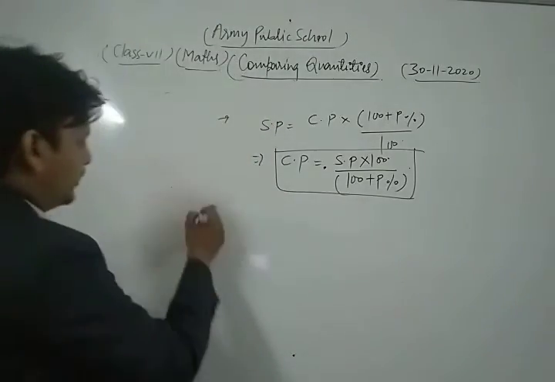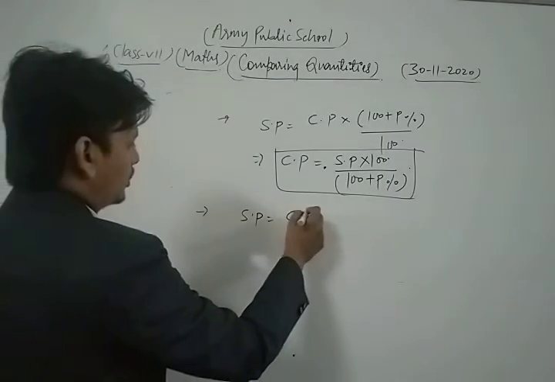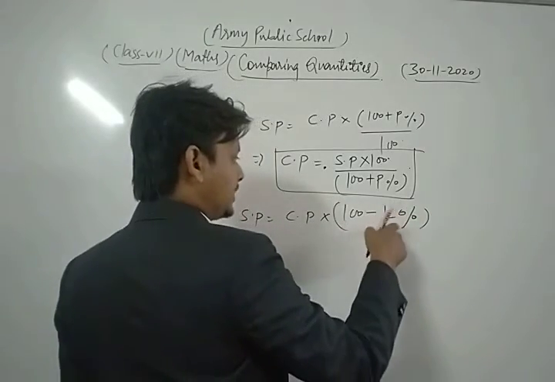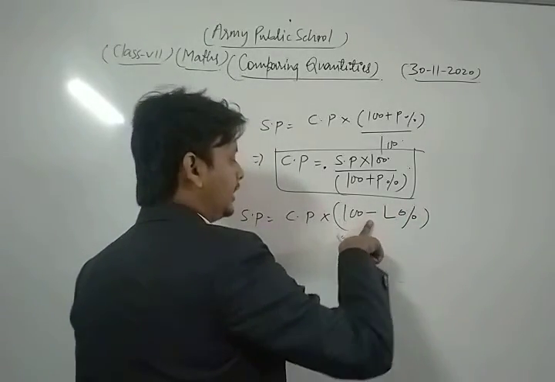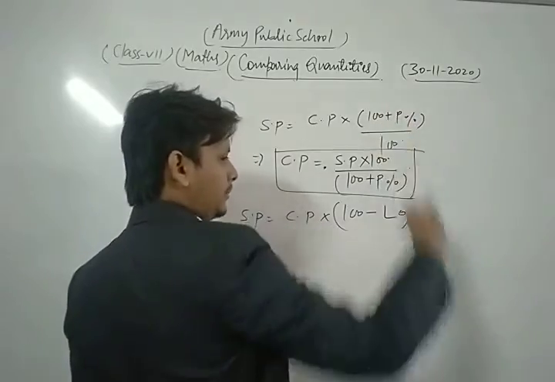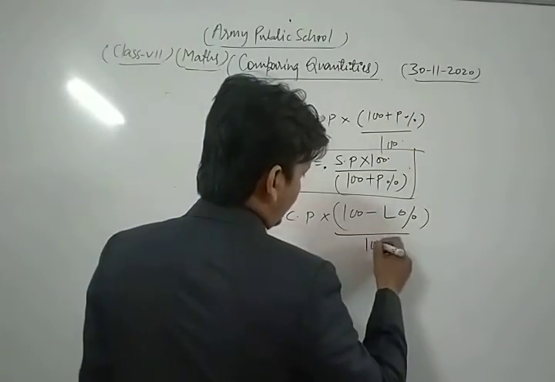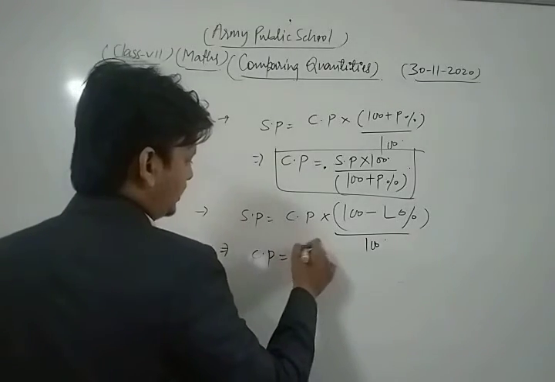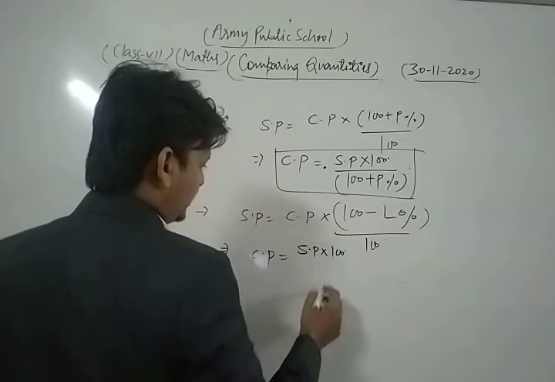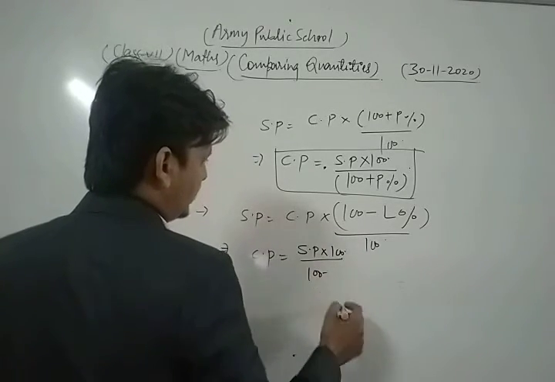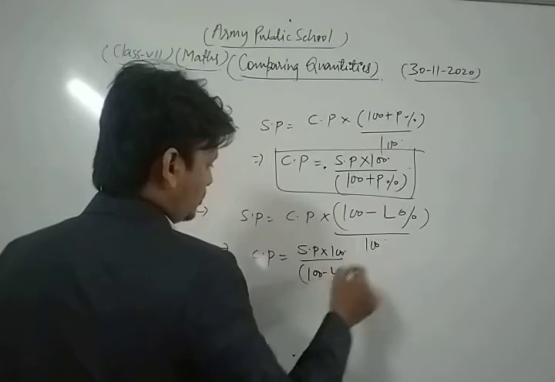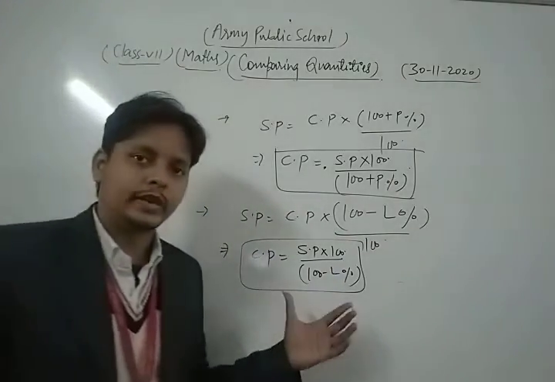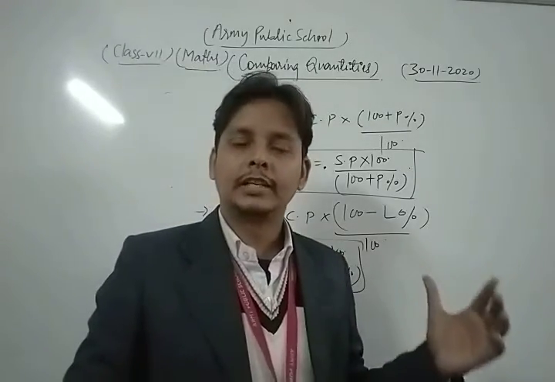Similarly, the second one is selling price is equal to cost price into 100 minus loss percent upon 100. If loss percent is given, then we apply the minus sign. If profit percent is given, then we apply the plus sign. Now from there we find the cost price of an object is selling price into 100 upon 100 minus loss percent. This is the formula for cost price. So dear friends, these are two very important formulas related to that chapter.